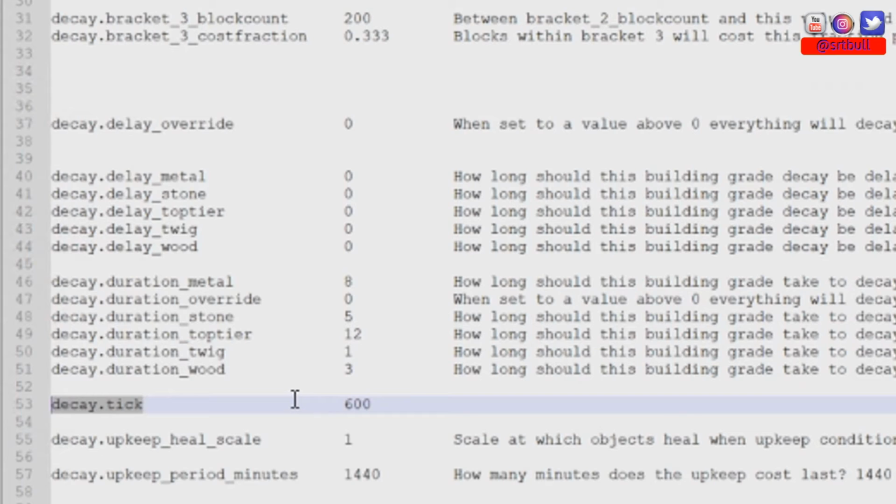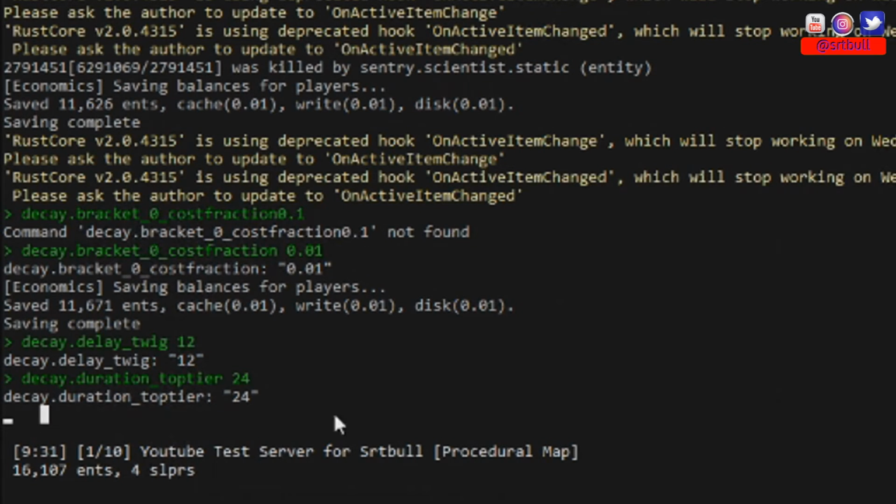So if we just grab that command and head over to our console, if we type decay.tick, and change that number to 60 instead of 600, that means every 60 seconds, it's gonna take that tax rate out of our TC in resources.